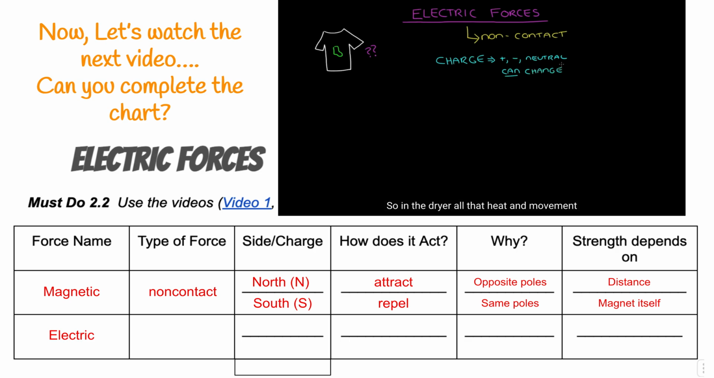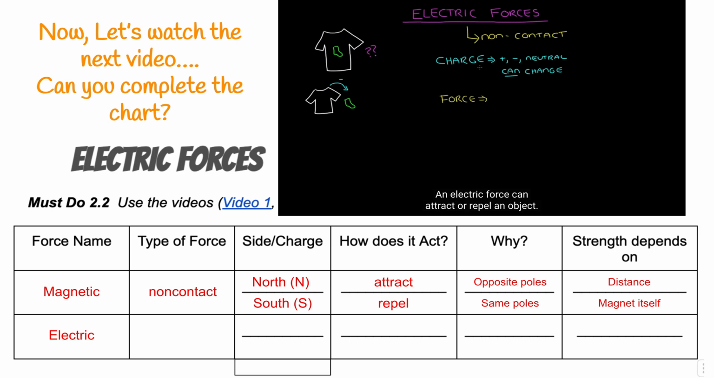So, in the dryer, all that heat and movement allowed some negative charges from the shirt to move to the sock. Now, when you try to separate the two, they are both electrically charged, and there's an electric force between them. So, now that we know what causes an electric force, let's look at what affects its direction and strength.